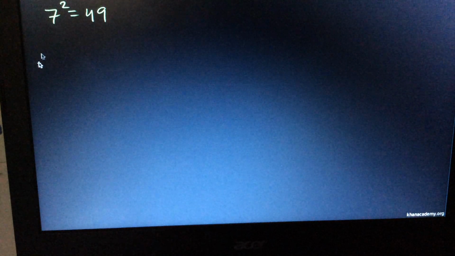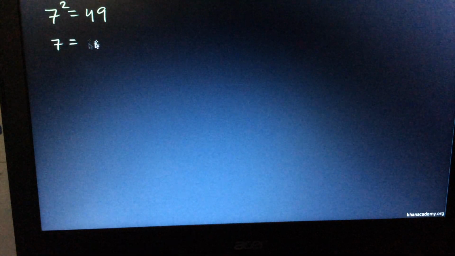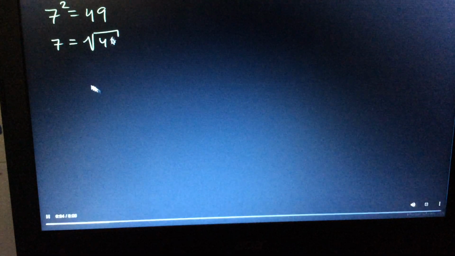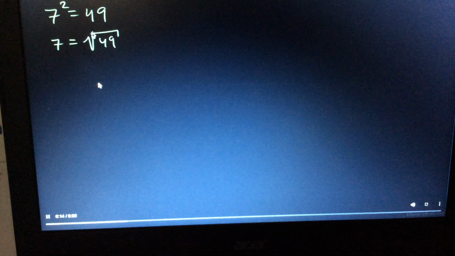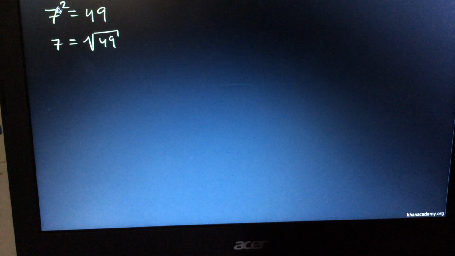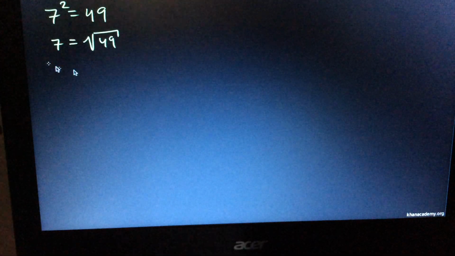We already know a little bit about square roots. For example, if I were to tell you that 7 squared is equal to 49, that's equivalent to saying that 7 is equal to the square root of 49. The square root essentially unwinds taking the square of something. In fact, we could write it like this.